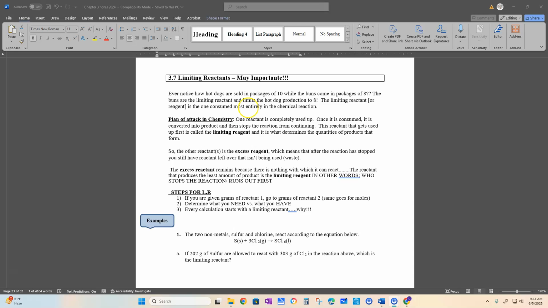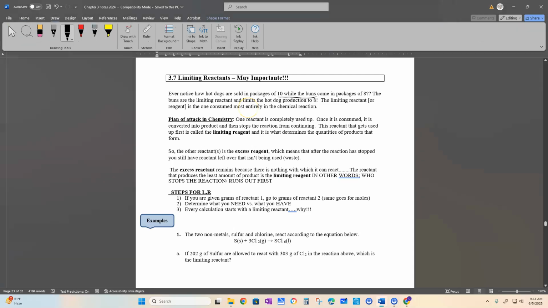You ever notice hot dogs versus the buns? The packages of the buns, there's actually 10 buns. But the hot dogs, there's actually 8 of them. Which means if you had 10 and 10, you could make 10 complete hot dogs with the buns. But the problem is your hot dogs, you actually run out first. So that means you have 2 leftover buns that are wasted, just not used.